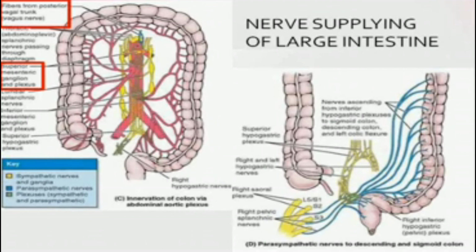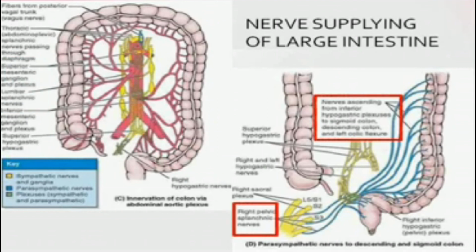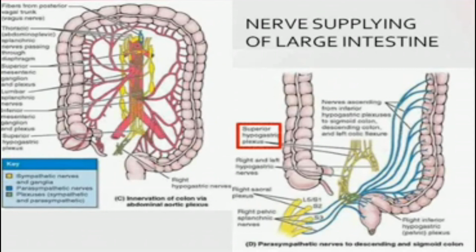The sympathetic nerve supply of the descending and sigmoid colon is from the lumbar part of the sympathetic trunk via lumbar splanchnic nerves, the superior mesenteric plexus, and the periarterial plexuses following the inferior mesenteric artery and its branches. The parasympathetic nerve supply is from the pelvic splanchnic nerves via the inferior hypogastric plexus. The sympathetic supply of the rectum is from the lumbar spinal cord, conveyed via lumbar splanchnic nerves and the hypogastric pelvic plexuses. The parasympathetic supply is from the second to fourth sacral spinal cord levels.